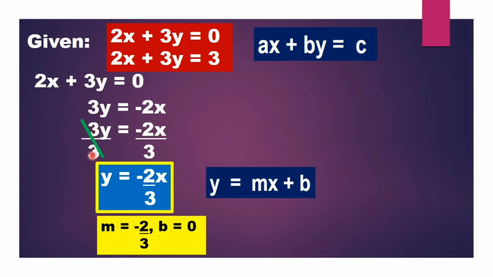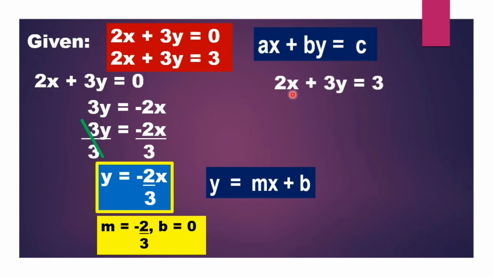So 3 over 3 is 1. 1y or y equals negative 2 over 3 x. So the y value is equal to negative 2/3 x. So ang slope-intercept mo dito ay slope negative 2/3 and y-intercept is 0.